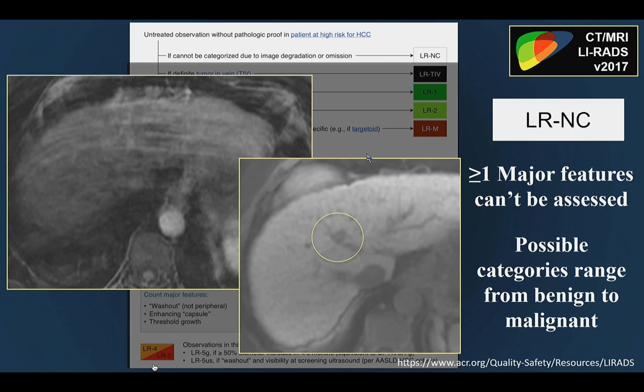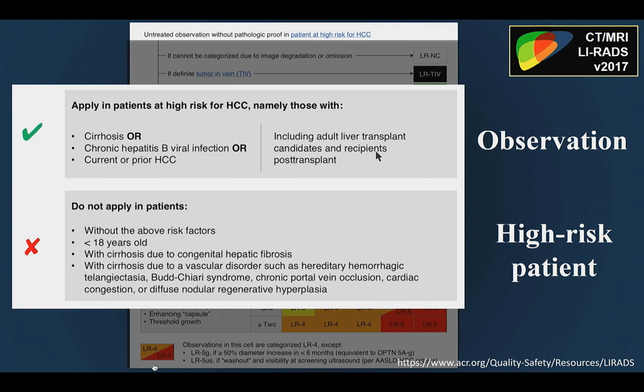All right, so I'm going to go back because I wanted to make sure I got a chance to talk about this, but let's go back now and march through these algorithms. So you enter LIRADS and you talk about using LIRADS only in specific patient populations because that is where we feel we have the most validity and specificity for HCC. And so you only want to use LIRADS in patients who have cirrhosis, chronic hepatitis B viral infection, or have had HCC in the past. So that is our high-risk patient population.